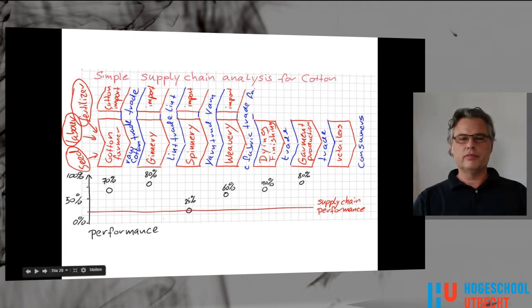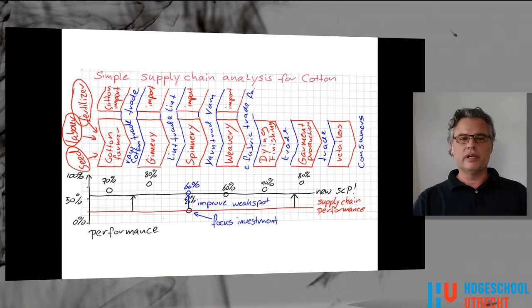Because the spinning mills perform so poorly at only 25% of the required level, the entire value web performs poorly at only 25% of the required level. Focusing your investment at the weak spot in the value web, the weaving mills, improves that weak spot, say from 25% to 60% of the required level, and therefore improves the performance of the entire value web.